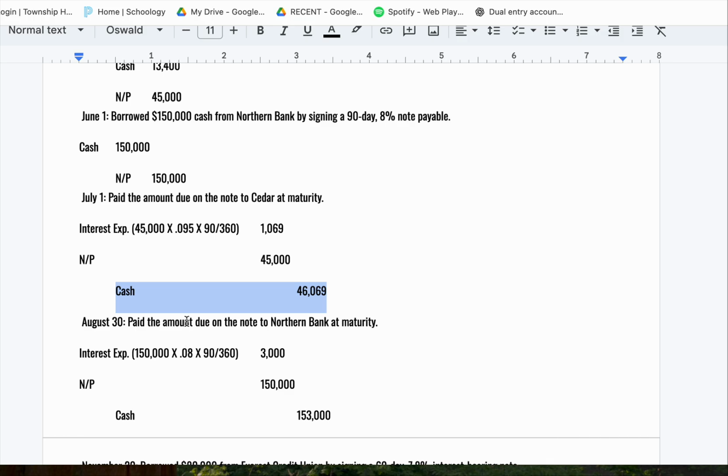And then on August 30th, paid the amount due on the note to Northern Bank at maturity. So same concept. They owed $150,000. It was at 8% interest, 90 over 360 days. So 150,000 times 0.08 times 90 over 360 is 3,000. So debit to interest expense of 3,000, debit to notes payable of 150,000, and a credit to cash of 153,000.